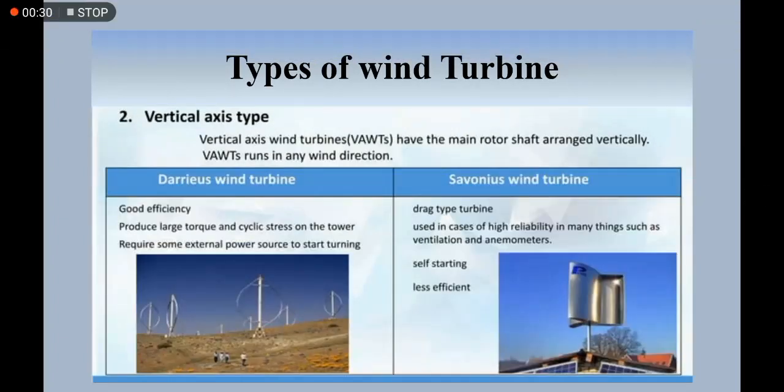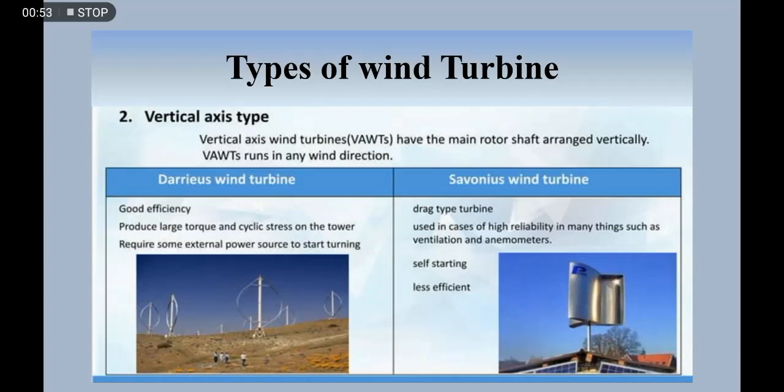And we come to the second type of wind turbine, that is the vertical axis type, in which the main rotor shaft is arranged vertically and runs according to the wind direction. It is further divided into two types. First one is the Darrieus wind turbine and second one is the Savonius wind turbine.